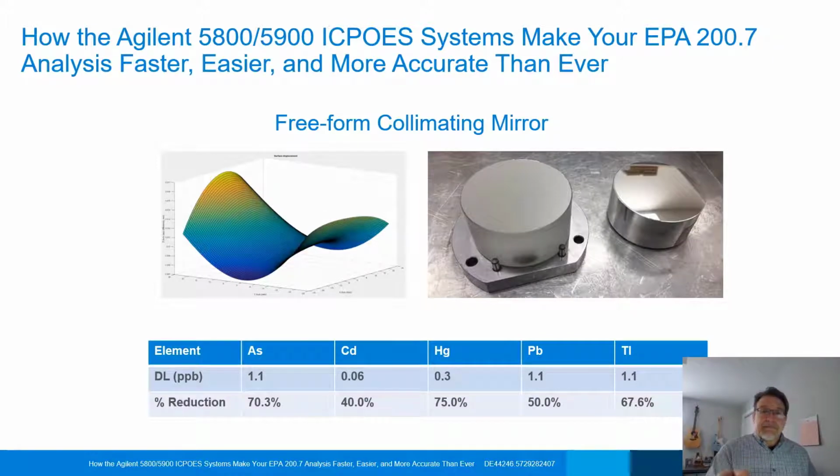So, at any rate, the detection limits and the resolution with this system are incredible, and the performance that you see in a standard 200.7 run is remarkable compared even to the older system, which I thought was very, very good.